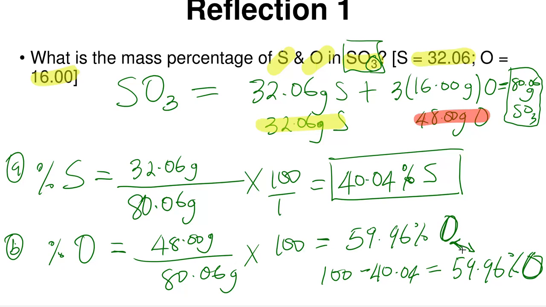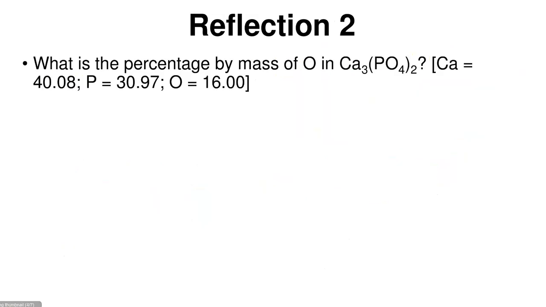Let's go to the second problem immediately. Now, in the second problem here, in reflection 2, it says, what is the percentage by mass of oxygen? Only oxygen is what we're looking for. Oxygen in calcium phosphate. Why I put this question is that I try to make you practice how to calculate molar masses of compounds that have cations, and particularly where brackets are involved. So that's what we're going to do here.